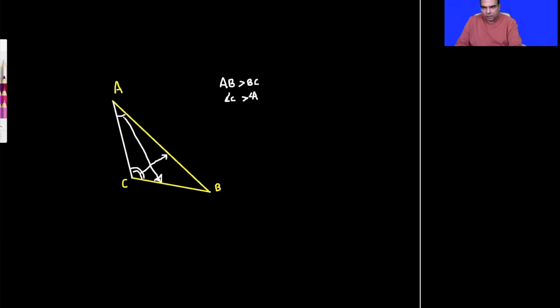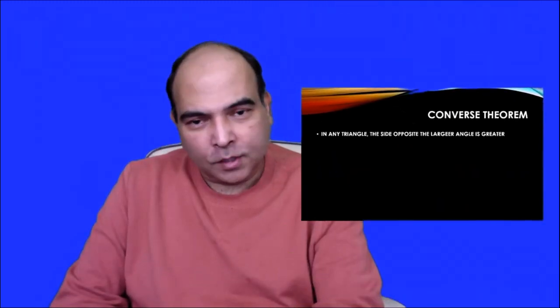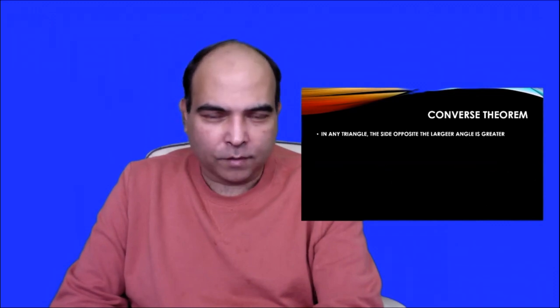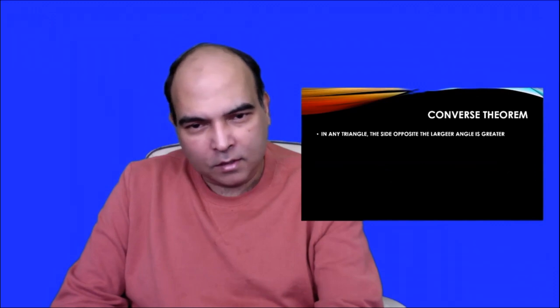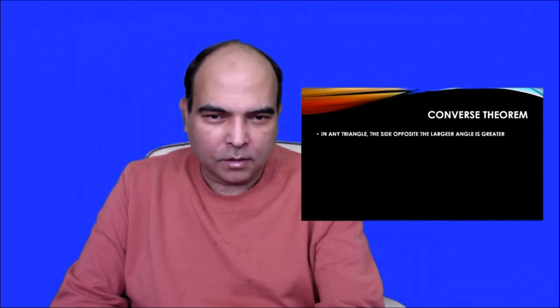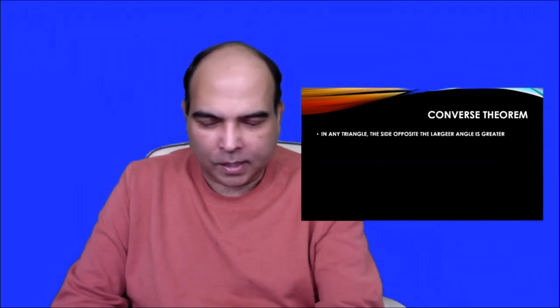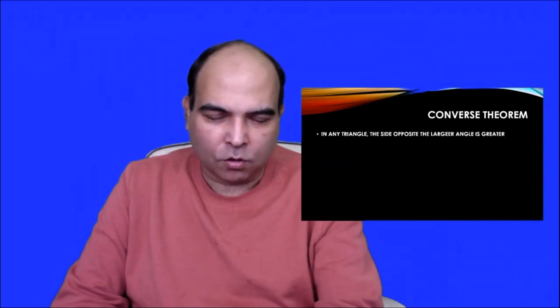The converse of this is also true. Let me just show you what it says. The converse tells us that in any triangle, the side opposite the larger angle is greater. So if there's a triangle with unequal angles, the side opposite the largest angle will be the largest. The side opposite the second largest angle will be the second largest. The side opposite the third largest angle will be the third largest, or the smallest.